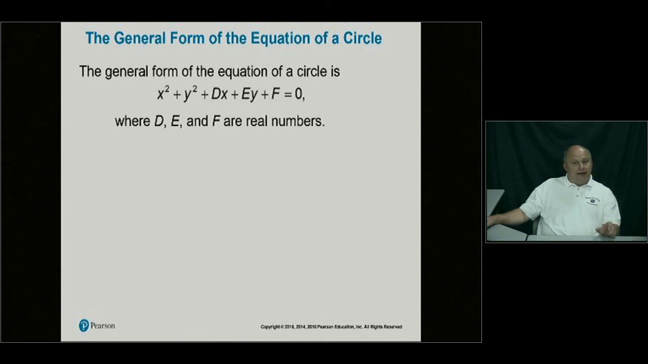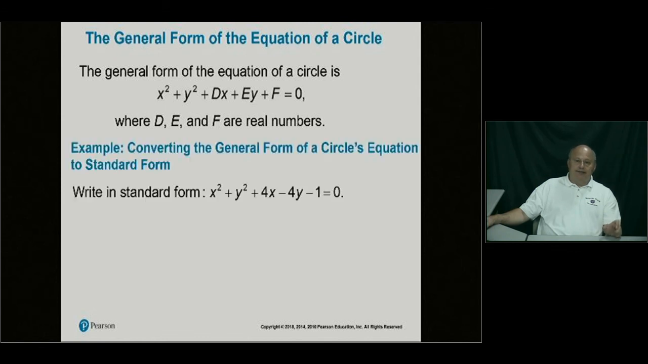To do that, it's going to require you to do something you've already done, and that's complete the square. But you're going to do it twice. So let's look at this example. We're going to convert from general form to standard form. So we have x squared plus y squared plus 4x minus 4y minus 1 equals 0.